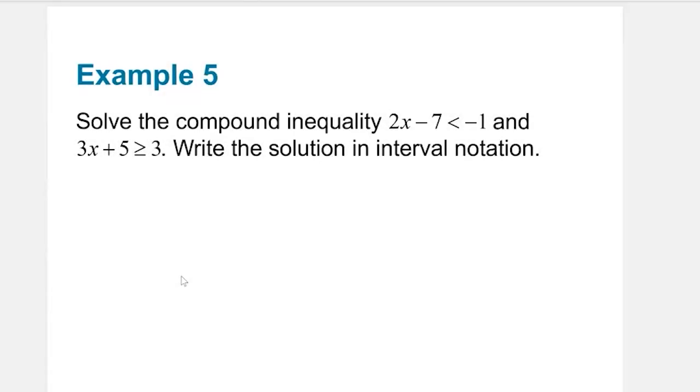Now we have a compound inequality. Compound inequalities are a little different. We can have two different kinds: we can have an and, or we can have an or, okay? And is the same as intersection. If you understand intersection, you'll understand and. And or is the same as union. So if you understand union, you'll understand these.